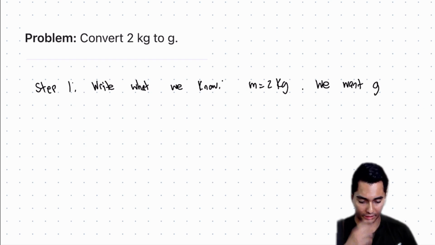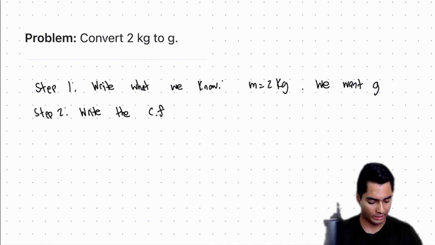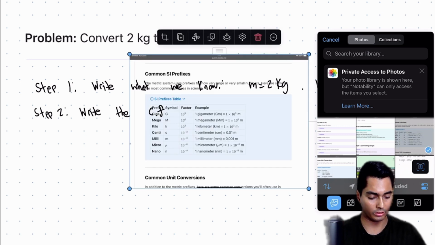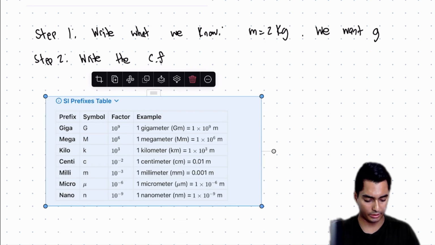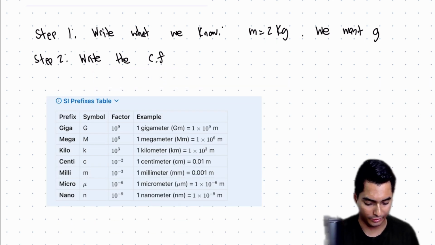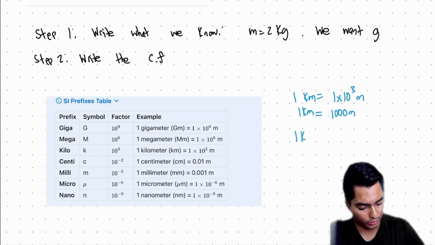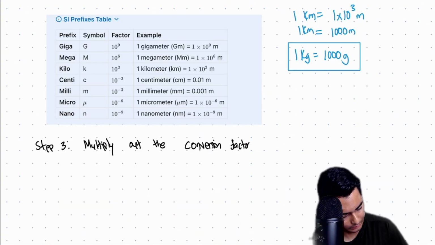All right. And then step 2, check the conversion factors. I'm going to write that as CF for conversion factors. And I'm going to pull this up right here. So the question is, which table should we look at? I'm going to look at this guy here. We're going to pull up our table here. And so notice that we have kilograms. 1 kilogram is 1,000 grams. Okay. And so that's going to be the conversion factor we use.